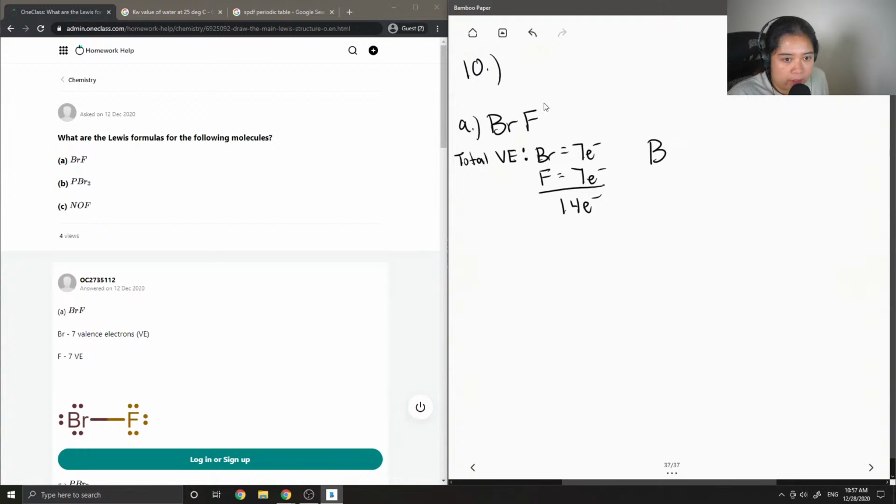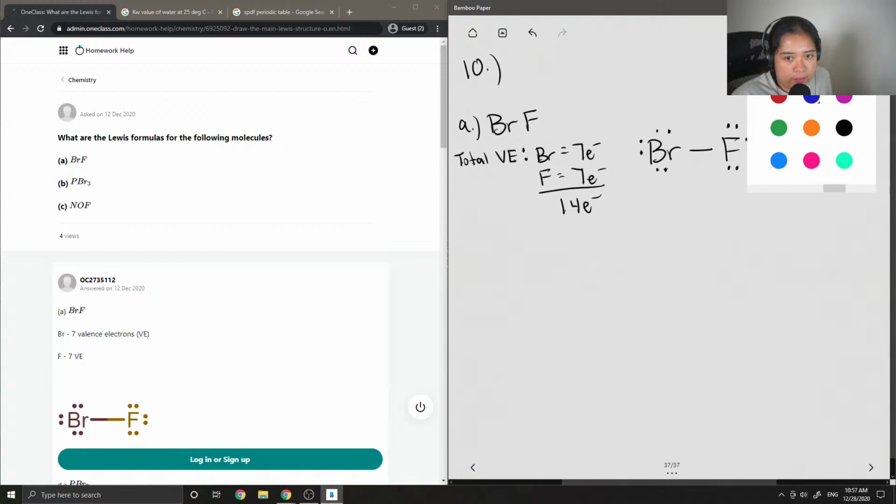So let's draw a single bond between the bromine and the fluorine. So each bond contains 2 electrons. So now I just need to draw in 12. So 1, 2, 3, 4, 5, 6, 7, 8, 9, 10, 11, 12. And that is our Lewis structure for the first molecule.